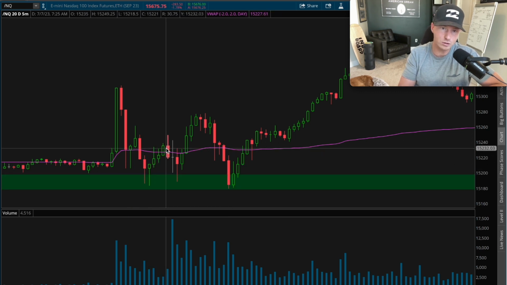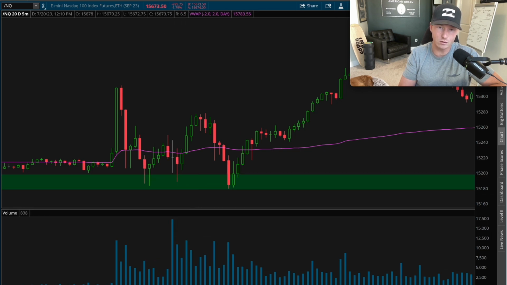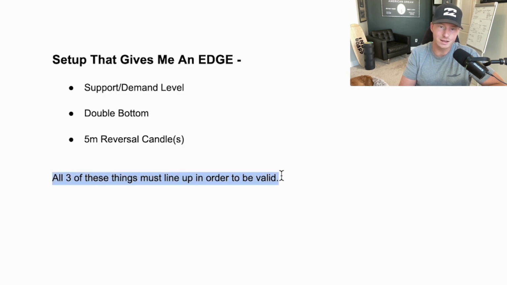And on this pullback, right, as you can see, we formed a nice little double bottom pattern inside a support level, and we had multiple 5-minute reversal candles, right? So all three of these things lined up.